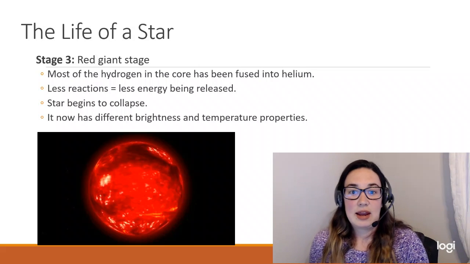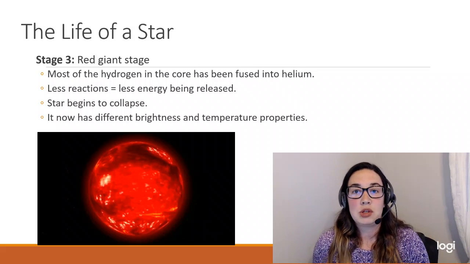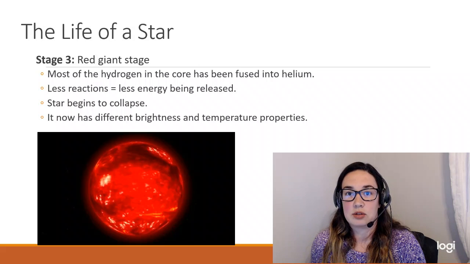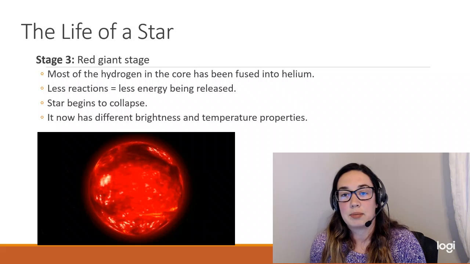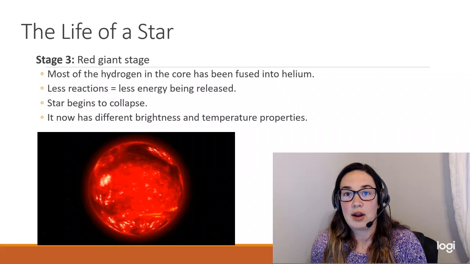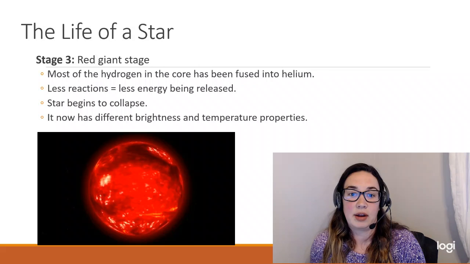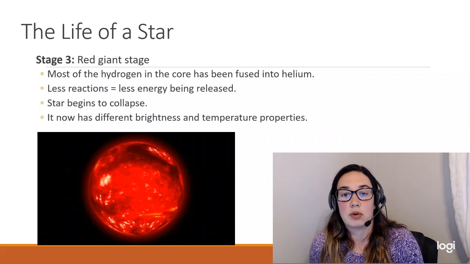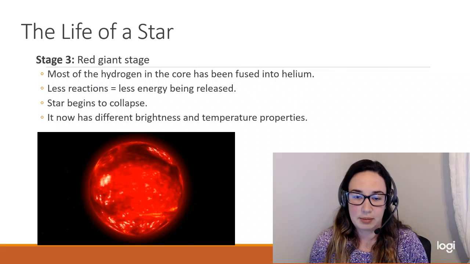Okay, so stage 3, the red giant stage. So I mentioned red giants or red supergiants. Remember, they fall on the upper right portion of the HR diagram, where they're burning very, very brightly and also very, very cool. I'm sorry. Yes, that's correct. Yes, burning very brightly but very cool.